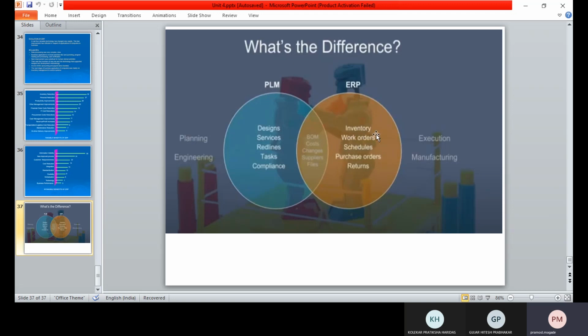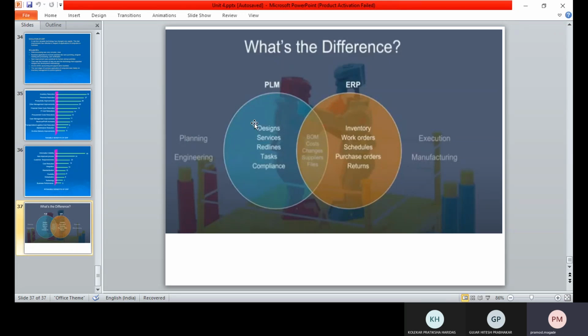We have covered inventories, requirements, work orders, schedules we can prepare, purchase orders and returns. So all the records from the inventory to the return we have to cover in ERP. Now ERP is totally related with the execution and manufacturing point of view. PLM, product life management, is totally related with the service.